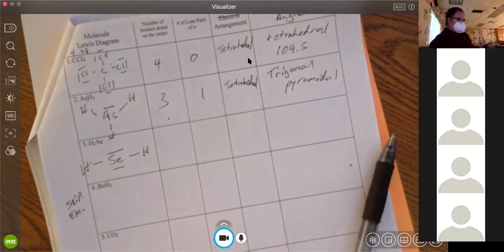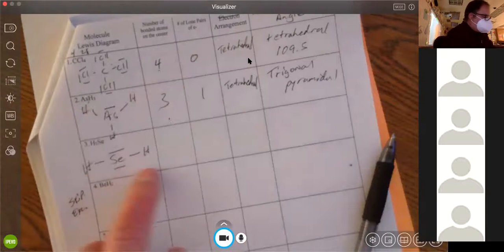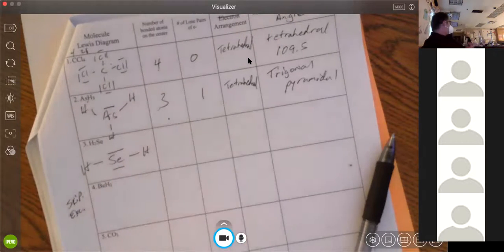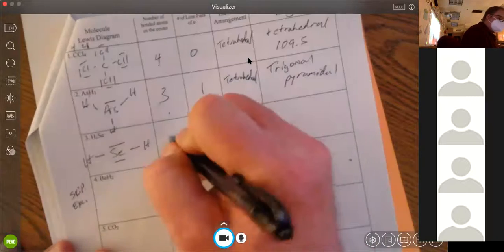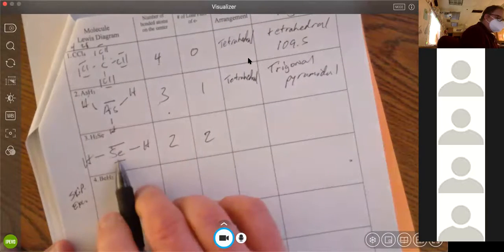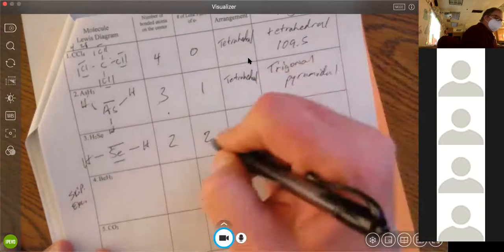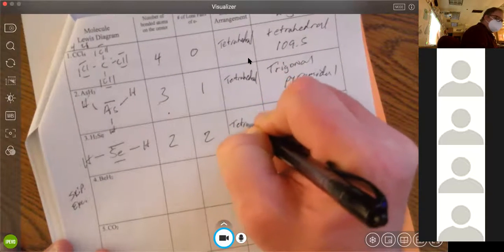What does it look like the angle is for this? Looks pretty straight across, doesn't it? Right? So you might think that's 180. Well, we have 2 bonded atoms and 2 lone pairs. That's a 4 again. So this is tetrahedral again.